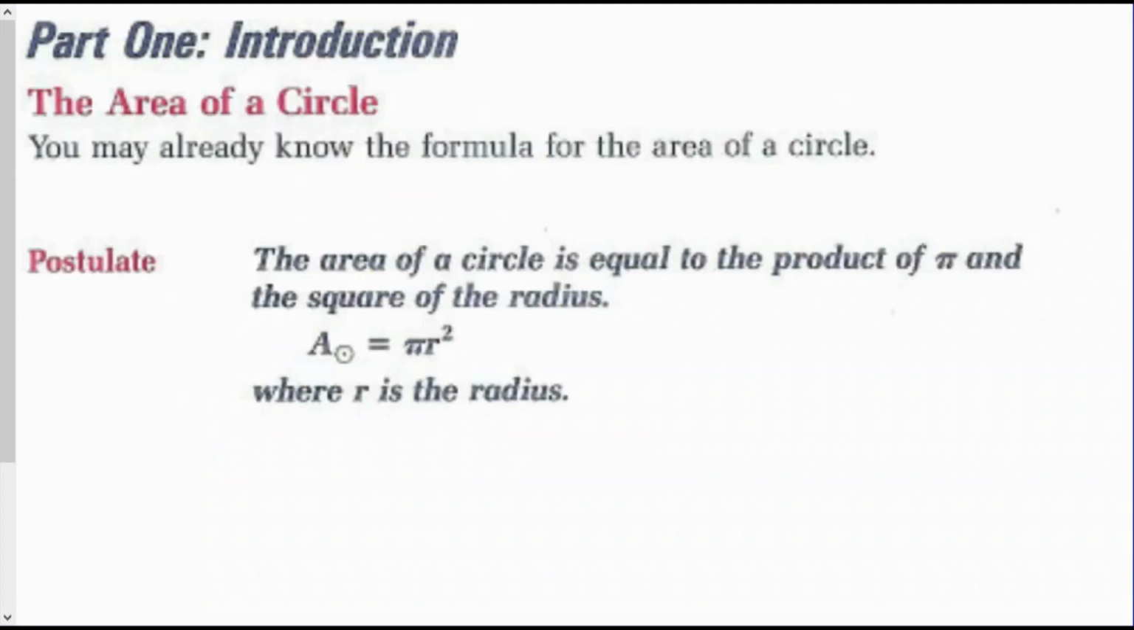So we know the area of a circle formula already. The area of a circle is equal to the product of pi and the square of the radius. So area of a circle is pi r squared, where r is the radius.